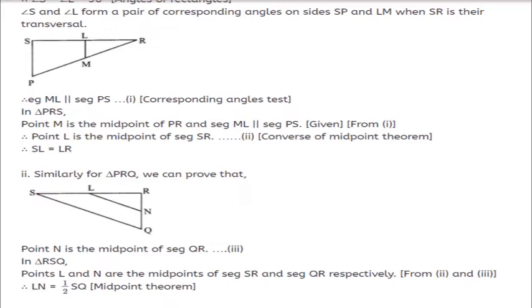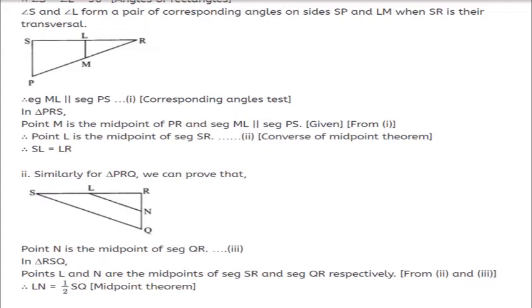You know the converse of the midpoint theorem: if a line is drawn through the midpoint of one side of a triangle and parallel to the other side, then it bisects the third side. Once again, the converse of the midpoint theorem: if a line is drawn through the midpoint of one side of a triangle and parallel to the other side, then it bisects the third side.